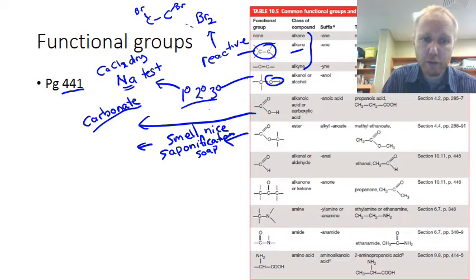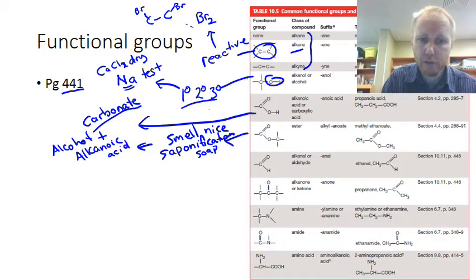Don't forget also to make esters, it's an alcohol, and your carboxylic acid, or your alkanoic acid. Okay, so those two mixed together give you your ester.